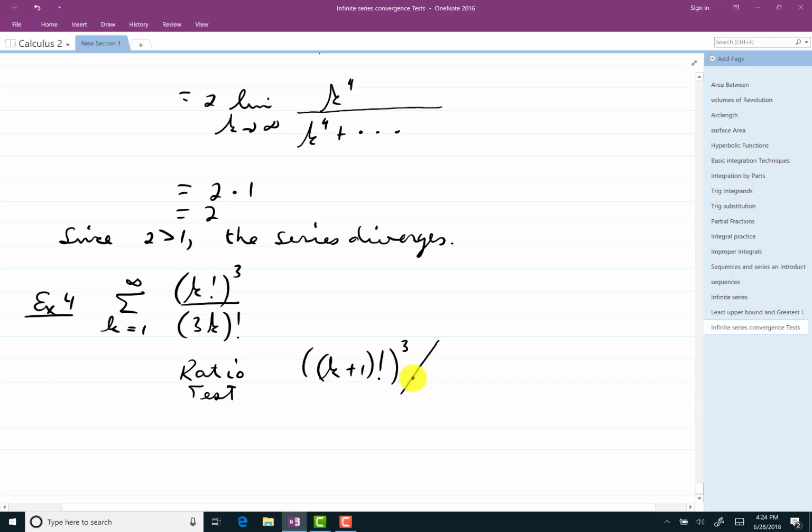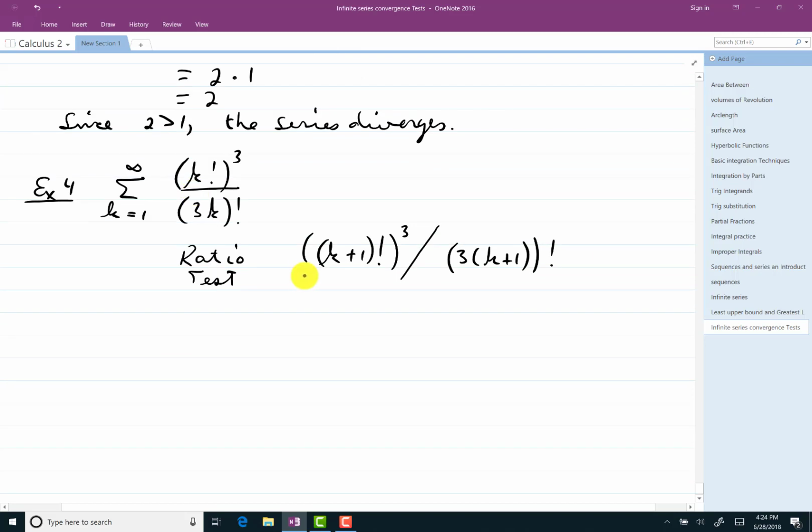The denominator is even more fun. In there, you're going to replace k with k plus 1, so you're going to have 3 times k plus 1. But the 3 was part of the factorial too, so I'm going to put this, and then that. Actually, I don't need the outer parentheses, so I can get rid of those. All of that is going to be divided by the kth term, so I'll have k factorial cubed over 3k factorial, like that.